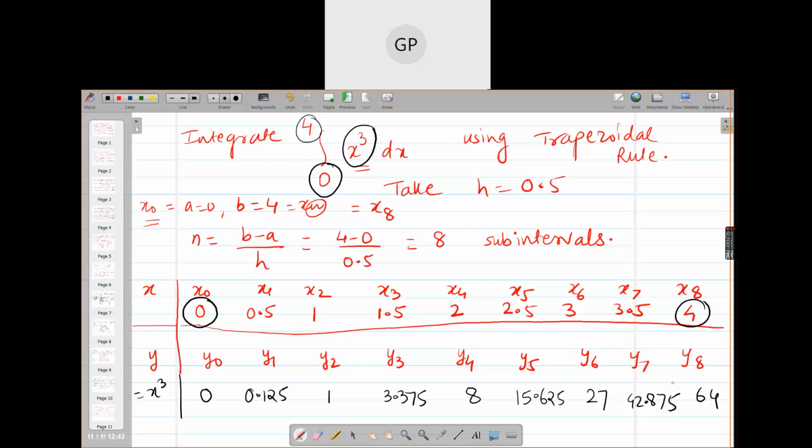Have you understood how to find out our points? Because this is a very important step. You will get 2 marks to calculate these values. This is a 5 marks question. So 2 marks you will get to calculate these values if the function is given to you. If the values are directly given, then marks are not allotted for these values. Can we move ahead? Do you understand what is your y0, y1, y2?